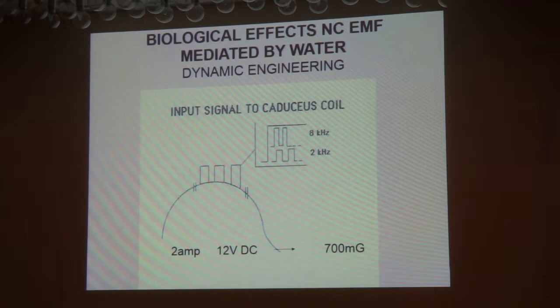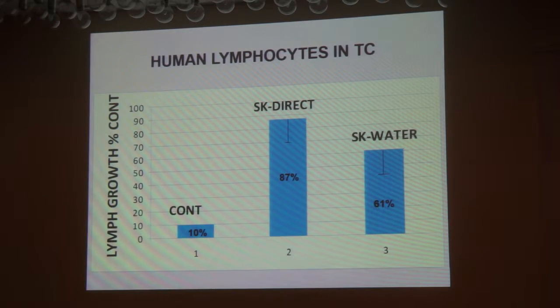We used a very complex input. The electromagnetic signal is very complex. It's one wave riding on another wave, and there are many different frequencies involved. This signal is then fed into a caduceus coil, and it was used to treat water directly, and the water was then given to human lymphocytes grown in tissue culture. The growth was measured using standard biochemical techniques, tritiated thymidine incorporation into DNA.